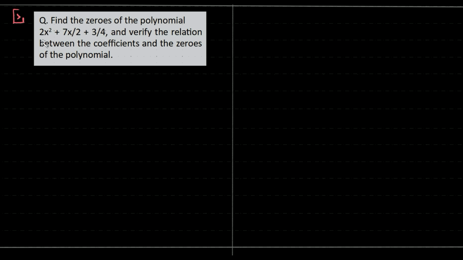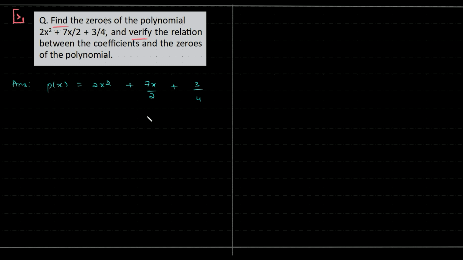Find the zeros of the polynomial and verify the relationship. We have to find and verify. So we have been given p of x to be equal to 2x square plus 7x by 2 plus 3 by 4.